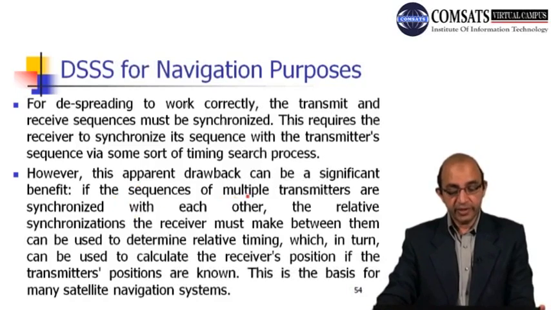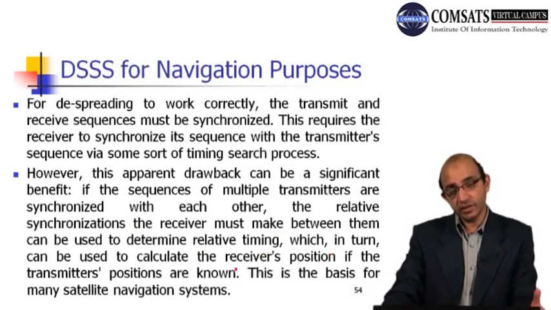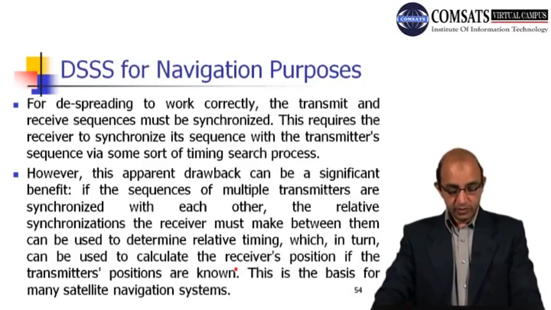So if the sequences of the multiple transmitters are synchronized with each other, the relative synchronization between them can be used to determine relative timing, and that relative timing can be used to calculate the receiver's position, and that actually is the mechanism being used for the global positioning system. So we need 3 satellites in order to calculate the position.